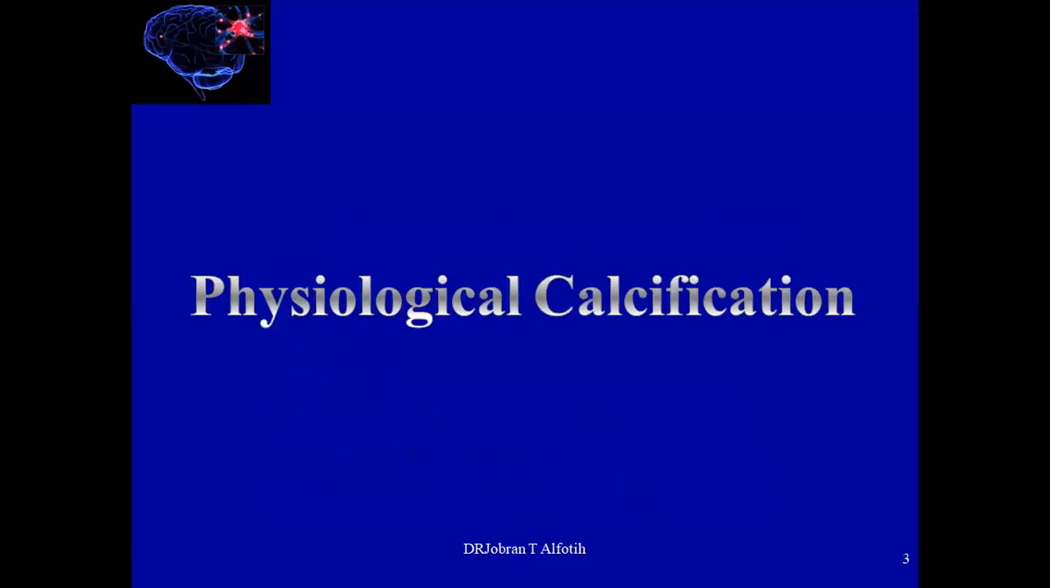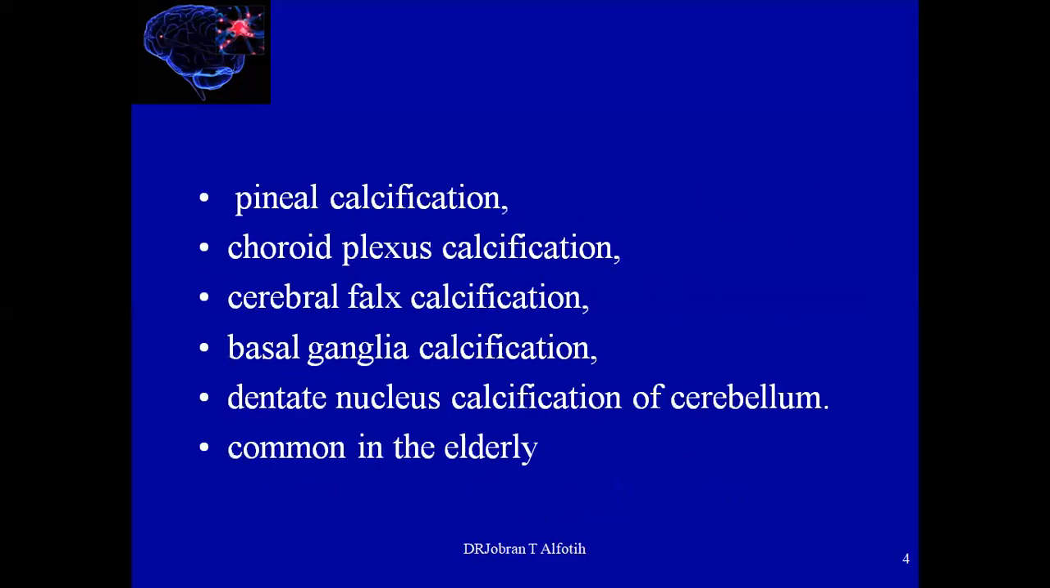First, we will start talking about the physiological calcification. Physiological calcification includes the pineal gland calcification, choroid plexus, cerebral falx, basal ganglia, and dentate nucleus calcification, and it's seen more commonly in older people.